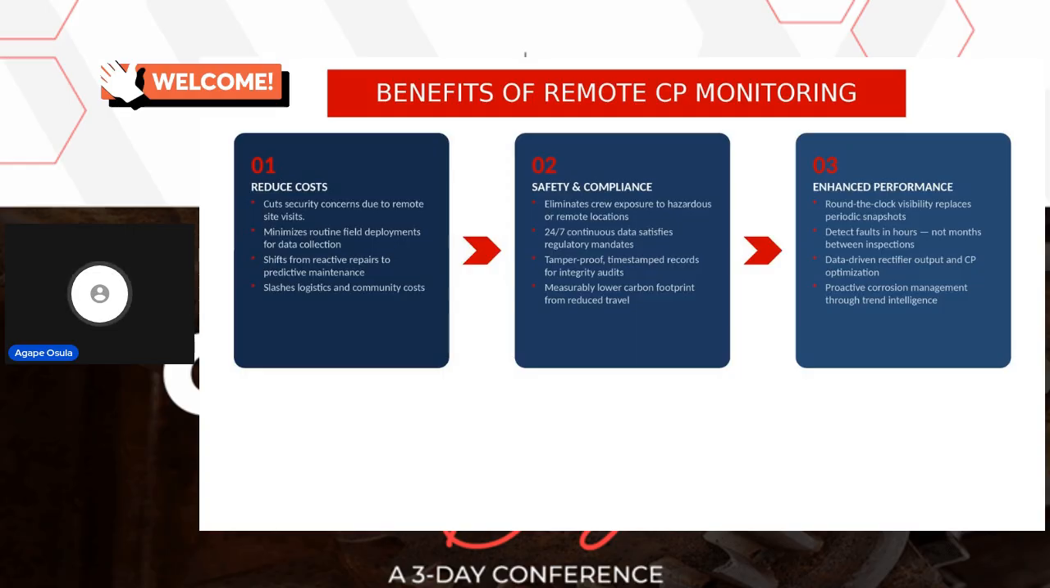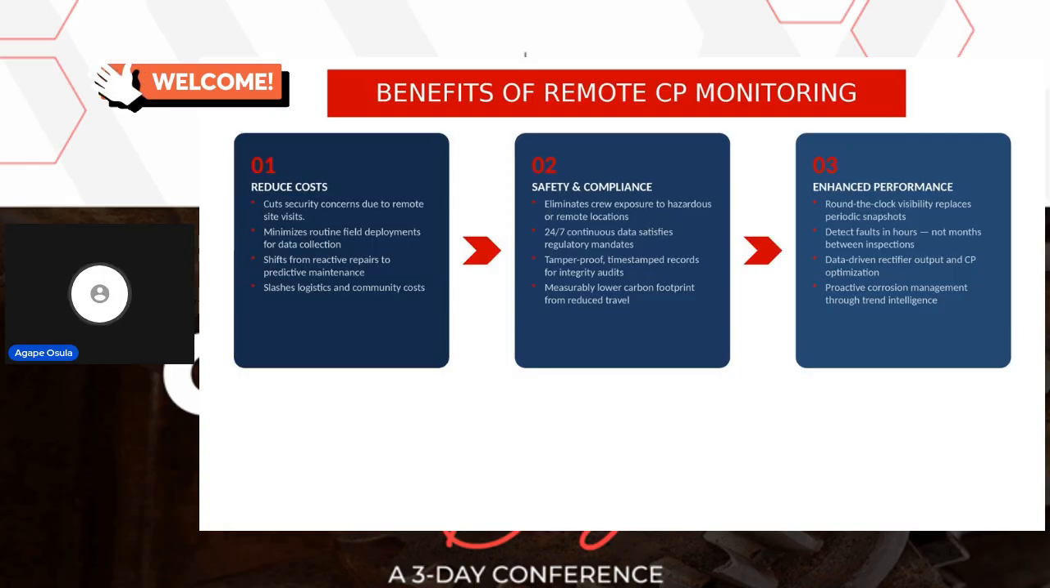Currently, systems which are manual are more reactive. So, for example, you wait for a while to do your next inspection, maybe in the next 2 years, before you know something is happening in your line. With these ones, you can trend and know what's happening over time, and then you can be proactive, and say, okay, with what I'm seeing, certain things are happening, and then you can take actions. Of course, it reduces logistics and community costs and the likes, which is very popular if you're in Africa.